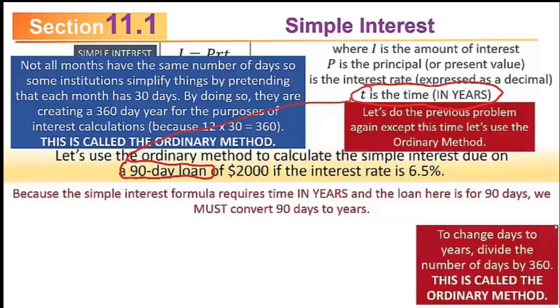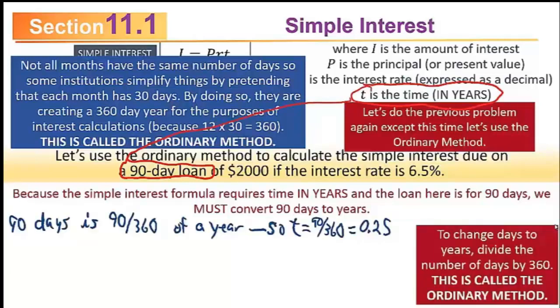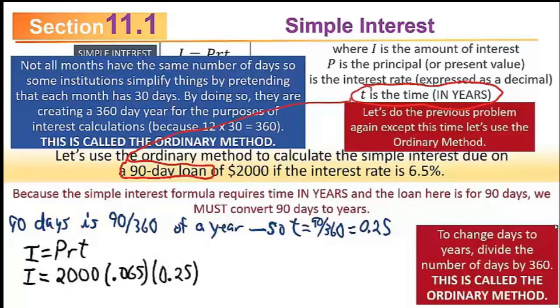I'm doing the ordinary method here, so I want to divide by 360. 90 divided by 360 actually comes out to be 0.25. Otherwise, the calculation is exactly the same. P is 2,000, R is 0.065, and now T is 0.25. If you multiply those three numbers together, you get $32.50. So now you owe the bank $32.50 if you're calculating using the ordinary method.